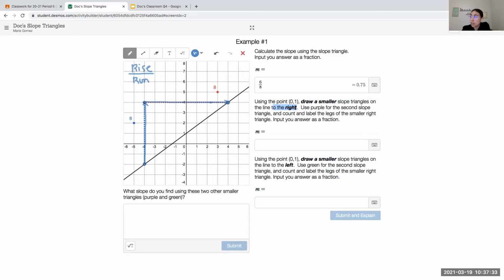We're going to be using the color purple, and we're going to label the legs with the numbers of the rise and the run. So where you guys should have the pencil selected right now, I want you guys to go to the color option and select the purple. We are going to be starting at point 0, 1. So go to point 0, 1. Draw a little circle there.